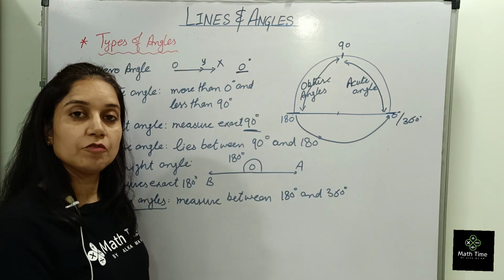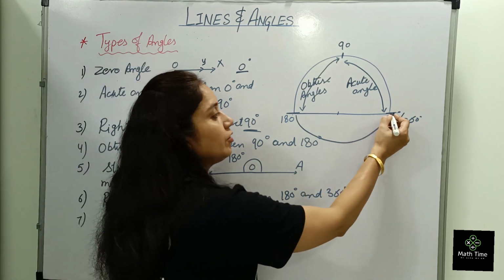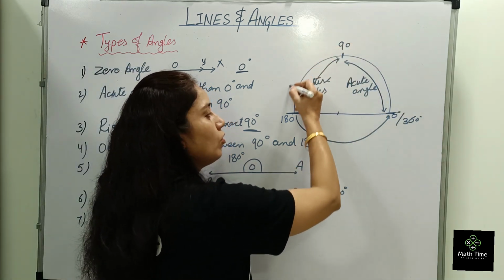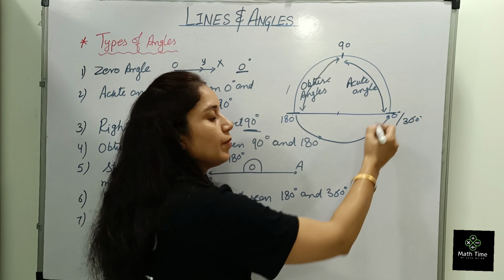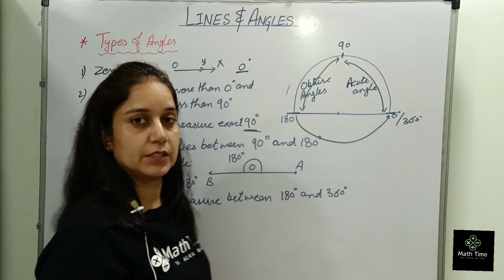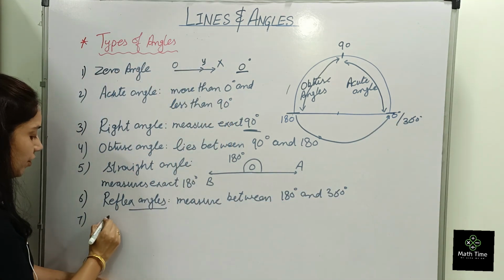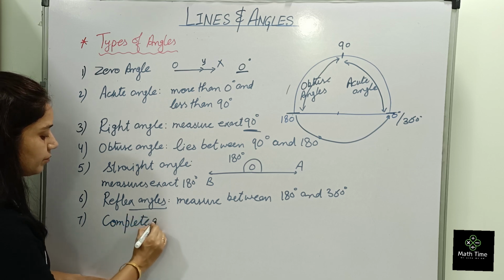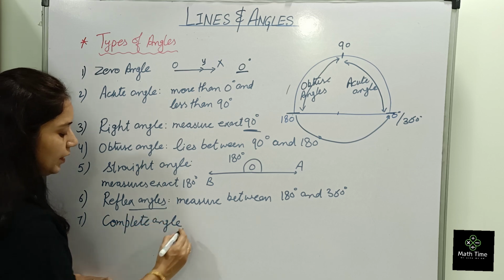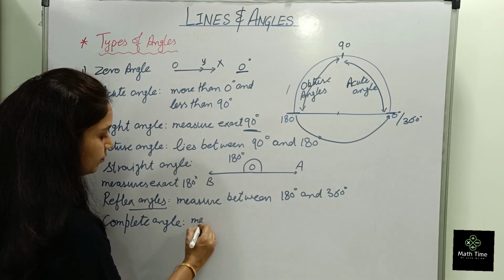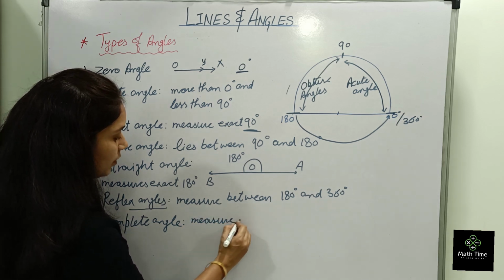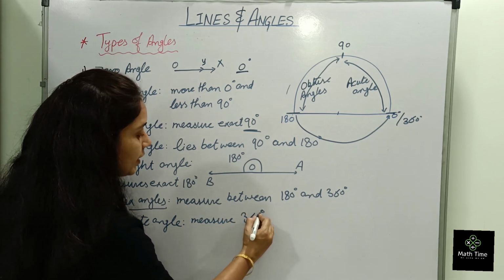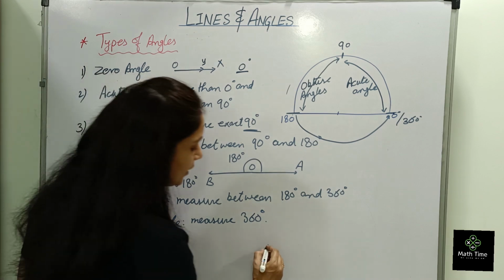So what is the angle formed at 360 degree? We started from 0 and covered all angles and came back to 0, which is also 360 degree. That is why when we complete one round, it is called complete angle. So complete angle measures 360 degree exact. Now how do we represent it?